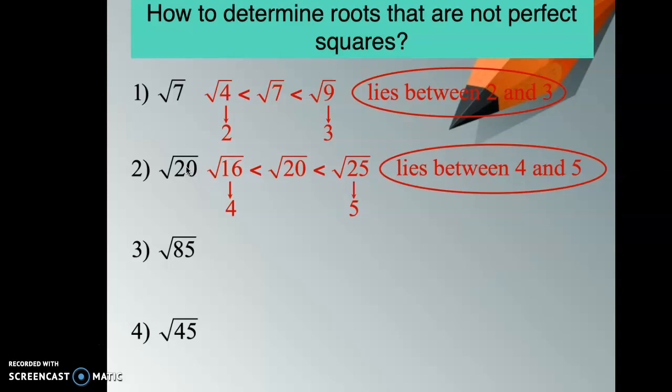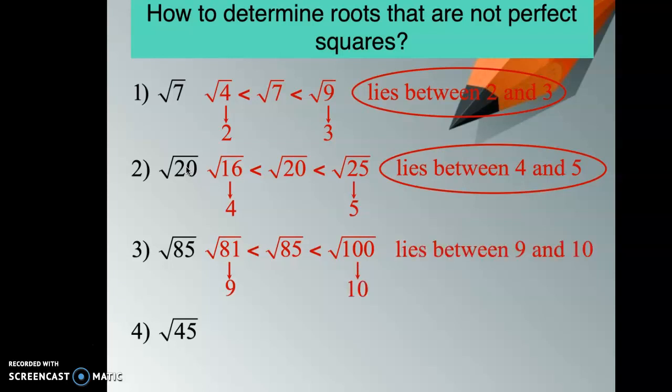Welcome back. Hopefully you tried them. That's how you're going to get a better understanding. Please make sure you're doing the practice. But 85 is between 81 and 100. When I look at the roots, 9 is the root of 81 and 10 is the root of 100. Therefore, it will lie between 9 and 10. And this will make more sense as we start graphing them.